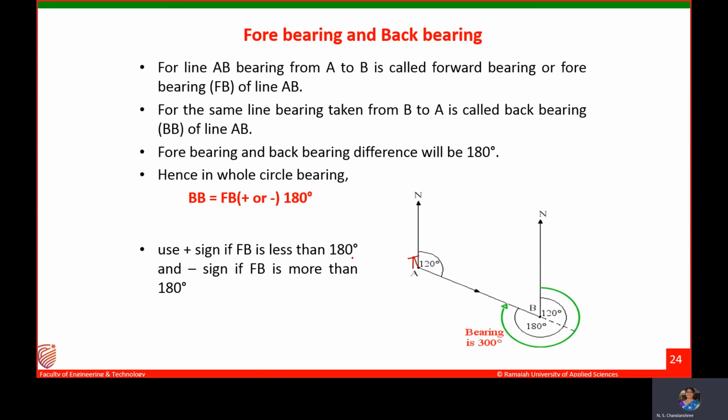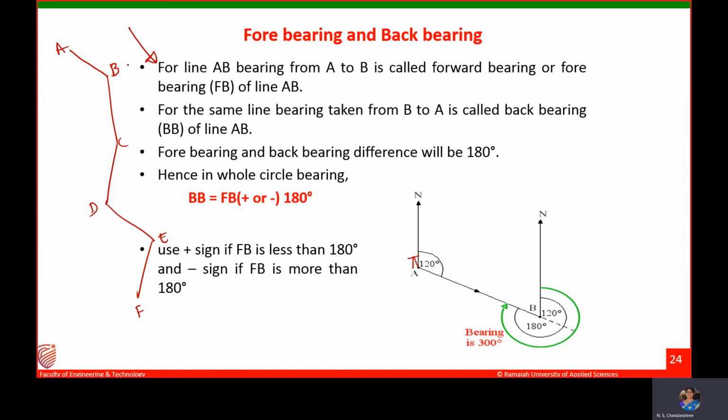Now how do we decide which is the forebearing and which is the back bearing? Forebearing means the angle measured in the direction of progression. Let us say we are continuing the survey like this. So these are the points A, B, C, D, E and F. If the direction of survey is in this direction, then all the readings taken in this direction become the forebearing and the readings taken in the reverse become the back bearing.